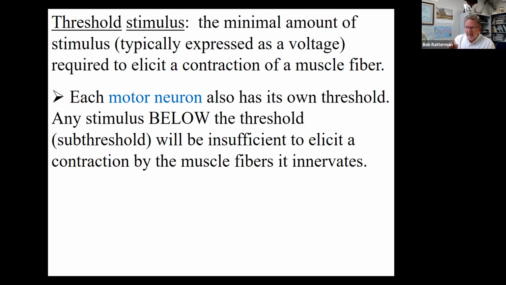So now let's expand our thinking a little bit, remembering that a motor unit is a single motor neuron and the muscle fibers it controls. So each motor neuron also has its own threshold. If you deliver a stimulus to that motor neuron, which is connected to the muscle fibers, at a sub-threshold voltage, the muscle fibers it connects to or innervates will not contract. You've got to reach the threshold or exceed it before you will induce contraction.